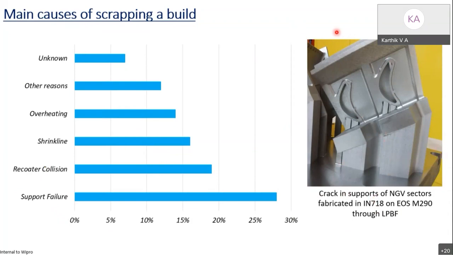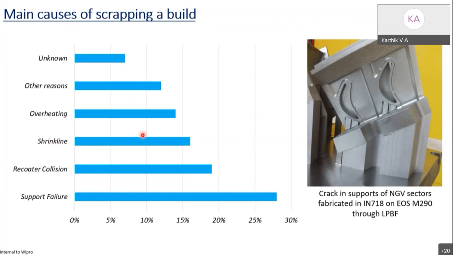After fabricating the component up till a little higher than what is visible in the image, we found that there is a small crack in the support structure over here, and as a result this entire build had to be scrapped. These are the sorts of challenges we face with support structure failure. Another important cause of failure is the recoater collision, which I mentioned. This accounts for nearly 20% of build failures. Basically, the force of the recoater onto the component will result in deviations, delaminations, or bending of thin wall structures.